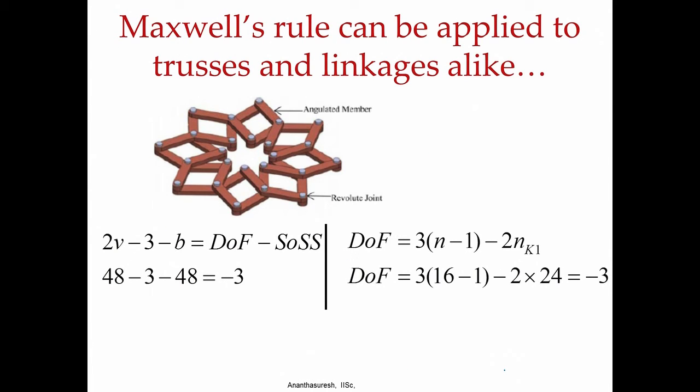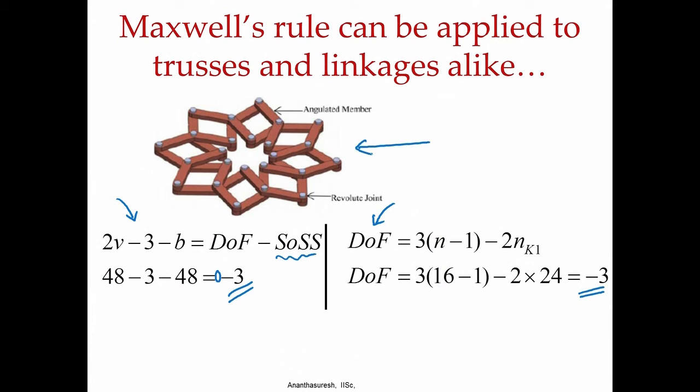Before that, we have Maxwell's rule applied to a linkage. Normally, we would use the degrees of freedom formula of Grubler, but here if I do it with Maxwell's rule, we get the same answer, meaning that there is minus 3 and there is minus 3. Whenever the degrees of freedom given by the Grubler formula is negative, that actually means the linkage is over constrained. That is negative degrees of freedom, which according to this is like 0 minus 3. That means that there are 3 states of self stress.